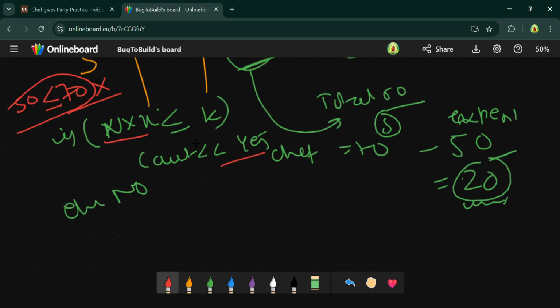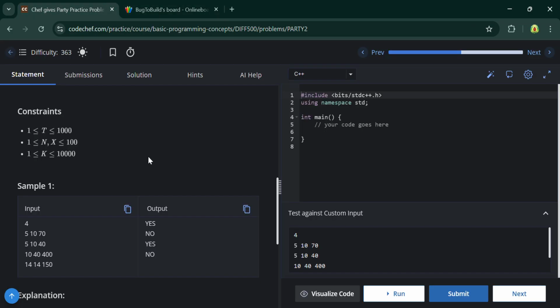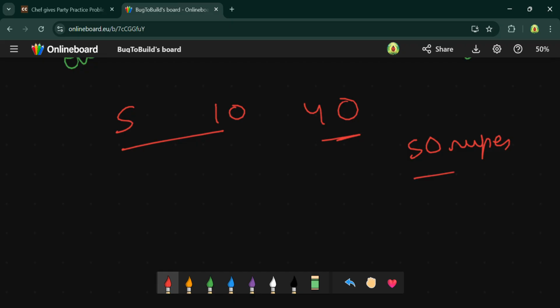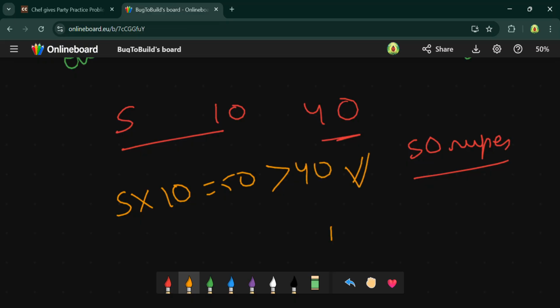Let's take another example here: 5, 10 and 40. You just have to check whether he would be able to buy 50 rupees worth of burgers with his 40 rupees or not. First you have to multiply 5 into 10, which is 50, and then check whether it is greater than 40. Yes, it is greater than 40, so he would not be able to buy the burgers for his friends. I hope you understand.